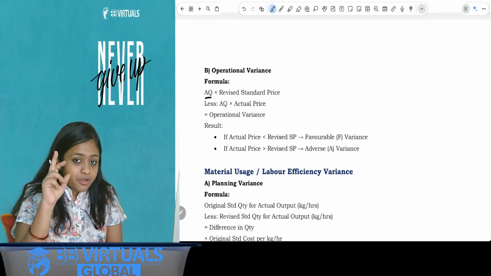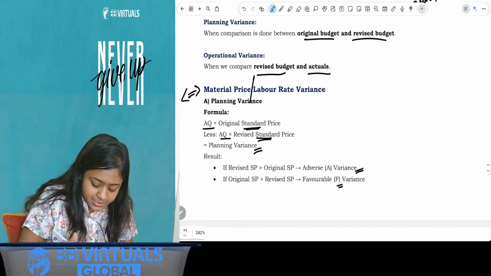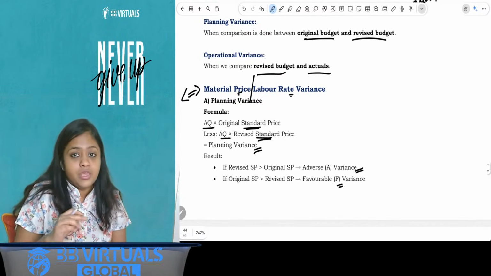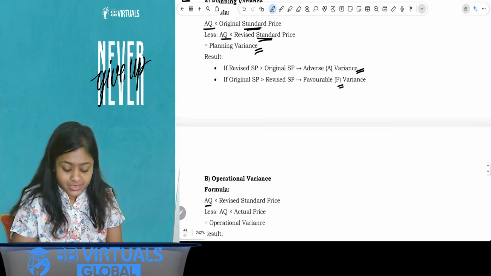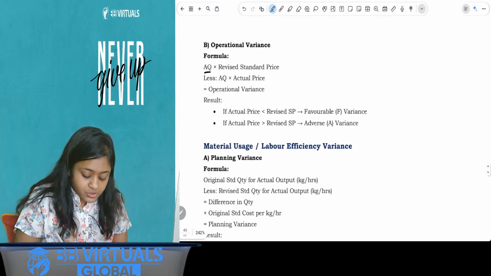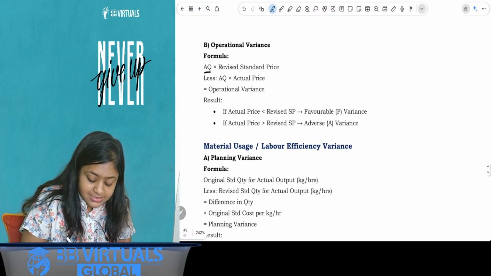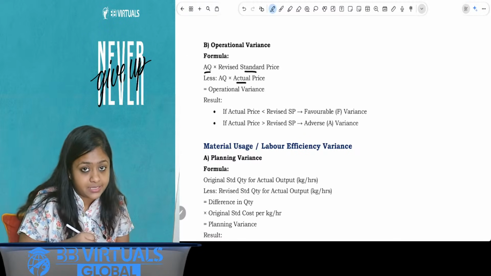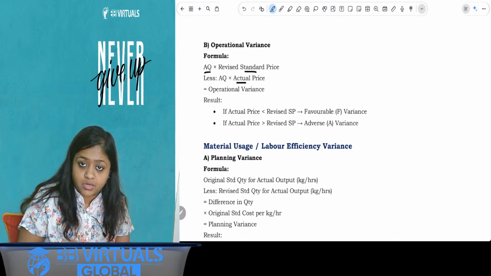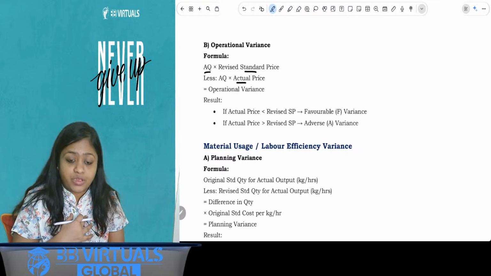to be actual, because here my variable is price variance. Understand? Price or labor rate. So everything else remains constant, like the cost and the quantities. So here I'm taking the difference between revised standard price and actual price multiplied by actual quantity. How would you determine it's an adverse or a favorable variance?